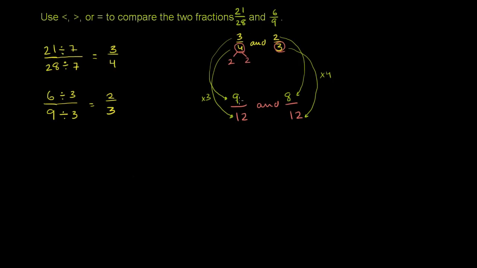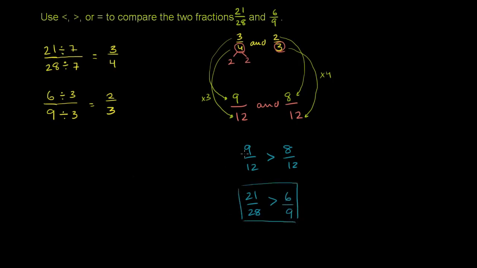And so now when we compare the fractions, it's pretty straightforward. 21 over 28 is the exact same thing as 9/12, and 6/9 is the exact same thing as 8/12. So which of these is a greater quantity? Well, clearly we have the same denominator right now. 9/12 is clearly greater than 8/12. Or if you go back and realize that 9/12 is the exact same thing as 21 over 28, we could say 21 over 28 is definitely greater than 8/12, which is the same thing as 6/9. So 21 over 28 is greater than 6/9. And we are done.